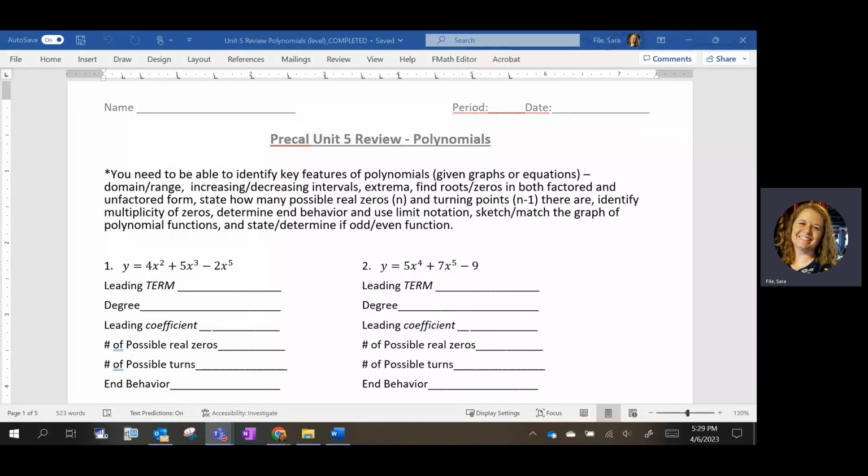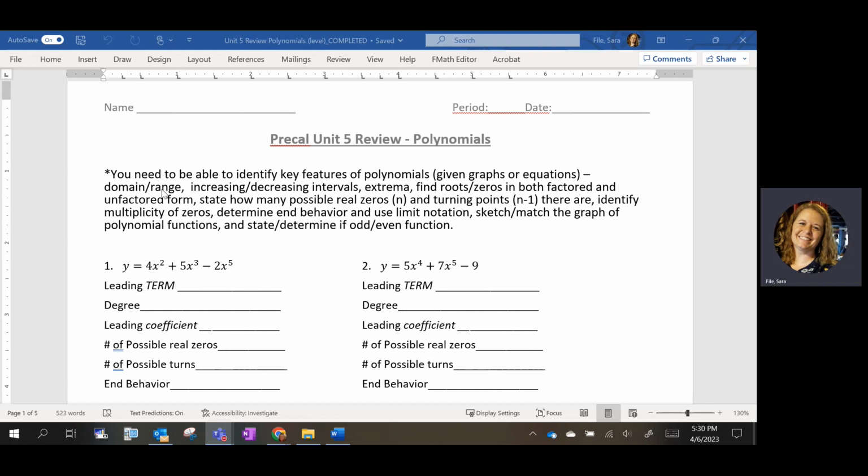Polynomial review for precalc. This note at the top is just reiterating all of the things we've talked about with polynomials and that you're expected to know. Things you've been asked in your practice, we've gone over in the notes, and you've been quizzed on. You have to be able to identify all sorts of key features, either from a graph or from an equation, depending on what it is.